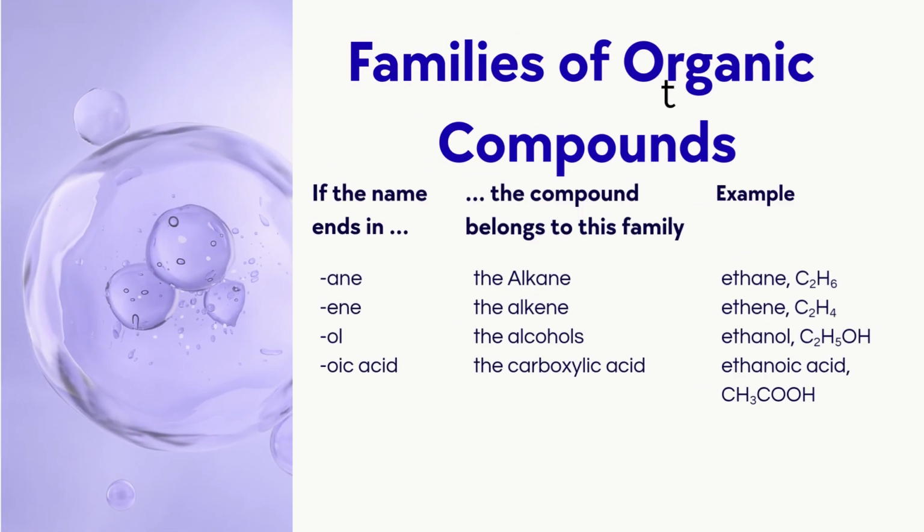Now let's discuss families of organic compounds. They can be described by looking at the end of the name. If it ends in -ane, the compound is an alkane. If it ends in -ene, the compound is an alkene. If it ends in -ol, it is an alcohol. If it ends in -oic acid, it is an acid.